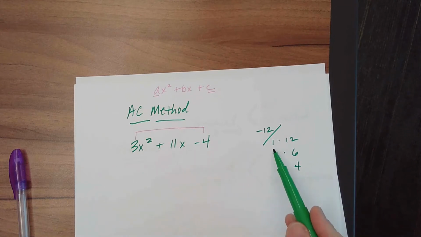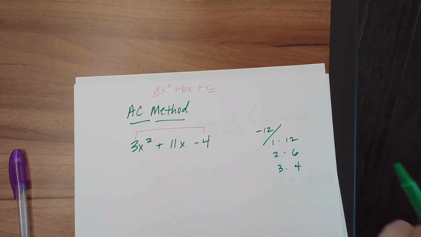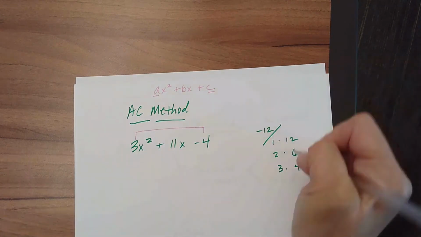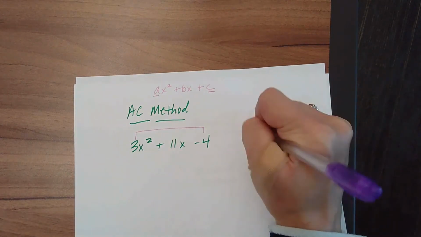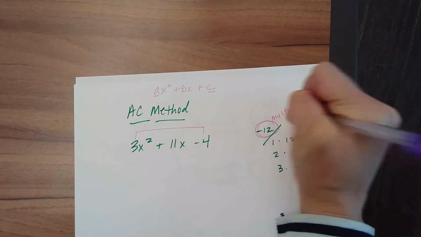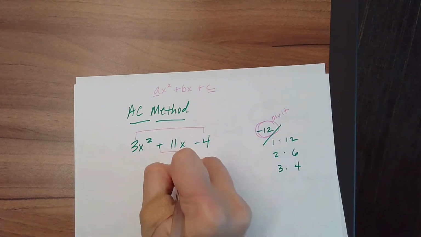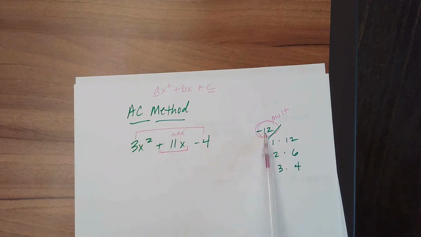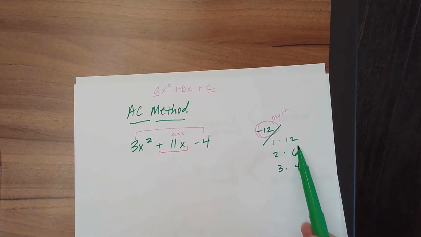You are looking for factors of 12, okay? These numbers have to multiply to this. So I need to find a pair of numbers that multiply to negative 12, but add to this middle term. So which set of numbers can I get to multiply to negative 12, but add to 11. So generally what I do is I look at my numbers and I say, okay, 1 and 12, 2 and 6, and I look at 3 and 4.